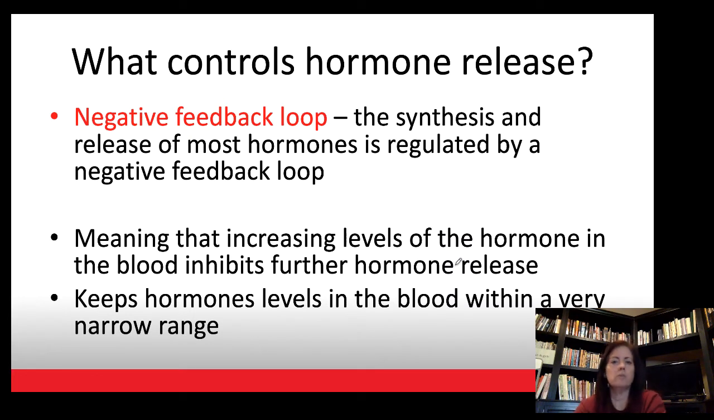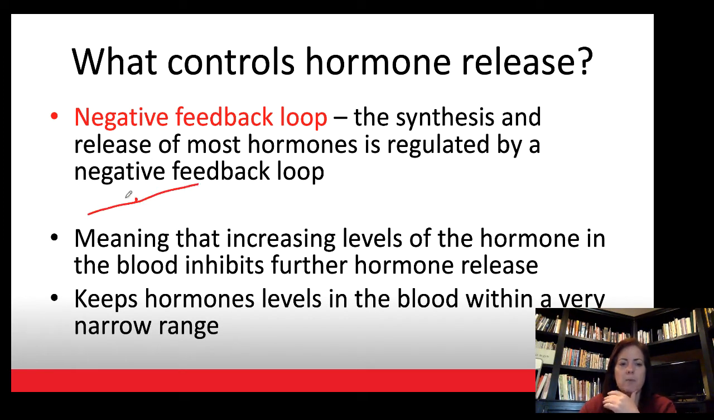So what controls hormone release in the body? Basically these are negative feedback loops. Okay, so we know that the grand majority of processes in our body occur through negative feedback loops. So if we have increasing levels of the hormone, that feedback loop is going to shut off, so that endocrine organ is told, okay, we've got enough of that hormone, you need to stop producing it.